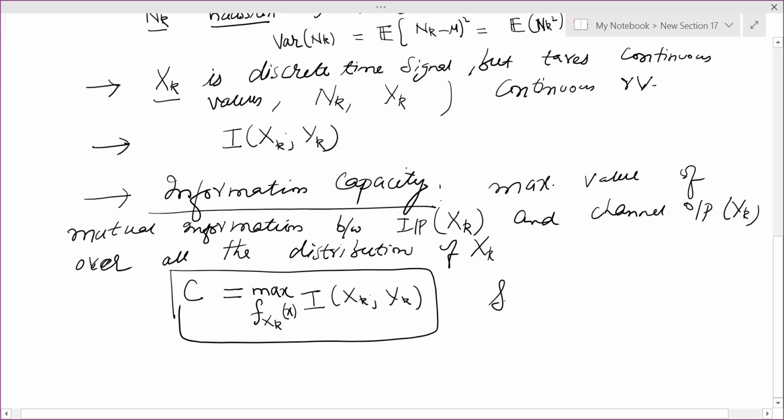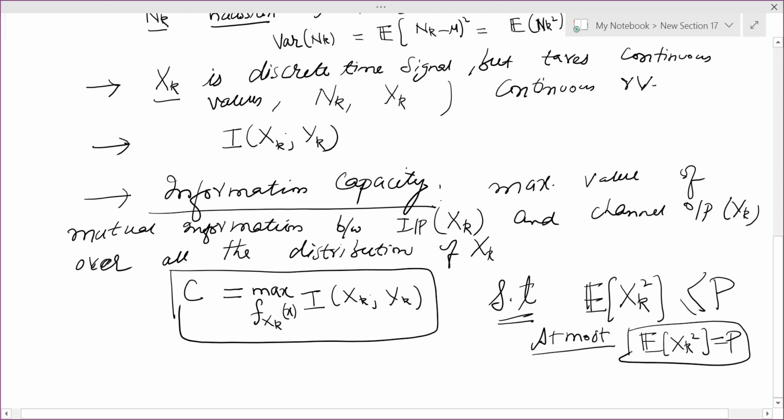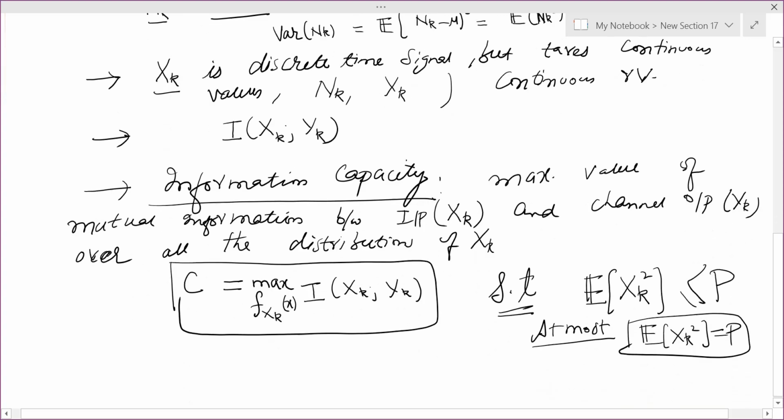Now we have a constraint, subject to a constraint. What constraint do we have? The average power of the input symbol, which is expected value of xk square, cannot exceed some fixed value p. Practically it means that your batteries are finite. You are using batteries or any energy source, and you have a finite energy source. You cannot have infinite energy. So at most, if you want to utilize maximum energy, you can take expected value of x square equal to p. This is the best you can do, but you cannot pick an average power more than p, because you have finite batteries.